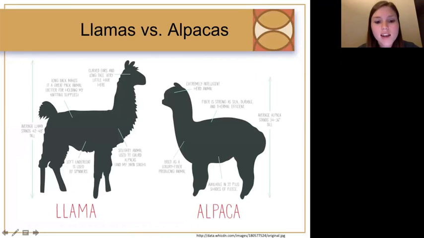So this slide, hopefully you can see this picture. I know the text is a little bit light, so you may not be able to see it all that well. But basically this is just going over some of the ways to distinguish between a llama and alpaca. If you happen to run into one or the other and you want to show off your animal science knowledge and identify which one it is.